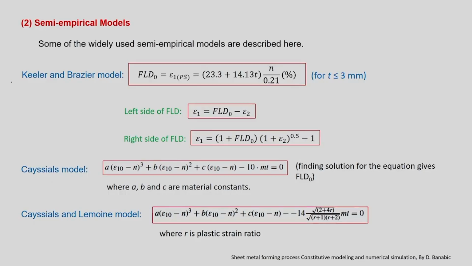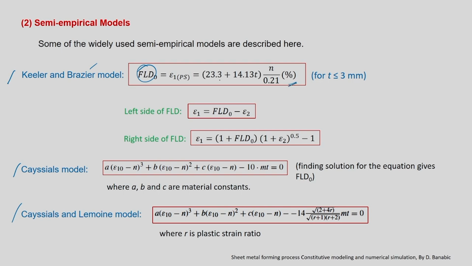So, I have introduced three important semi-empirical equations. There are a few more available, but one can look into them if you are interested. The first one is called the Keeler-Brazer model. Again, like the previous examples, it is going to estimate FLD0. It is going to find FLD0 in percentage.